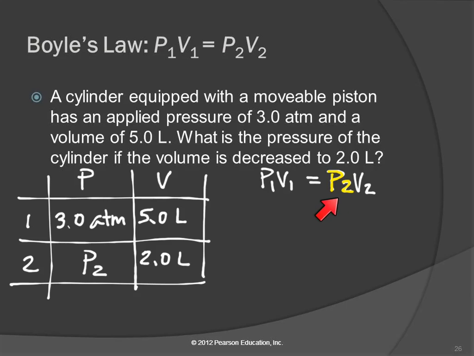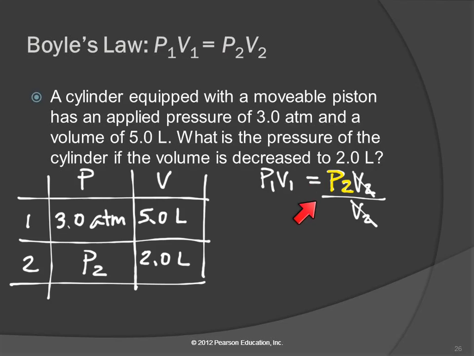So rearranging an equation. I have P2 times V2. I need to get rid of V2. I need it to go away. I'm going to do that by dividing. If I divide by V2, V2 over V2 is 1, right? When we multiply by 1, it doesn't change anything. So we say those cancel out.